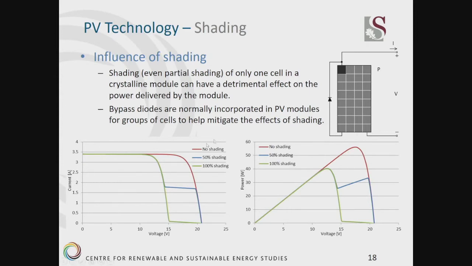Here we can see that if you have no shading, the IV curve is in red. If you have 50% shading, an IV curve like the blue one is outputted. And if you have 100% shading in a cell and you use a bypass diode, the green IV curve is the result. And on the right, you can see what effect it has on the power.